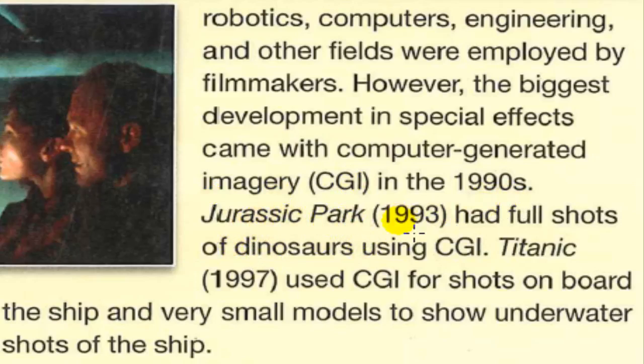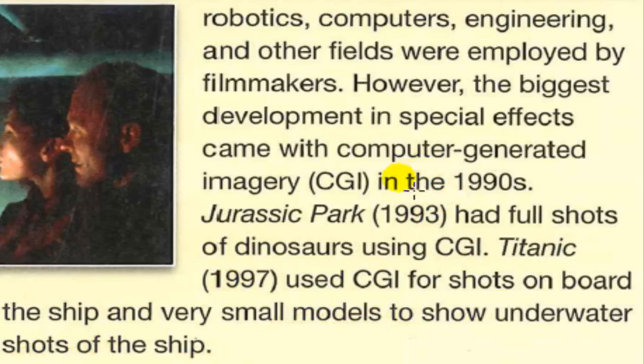Jurassic Park 1993 had full shots of dinosaurs using CGI, computer-generated imagery. Titanic 1997 used CGI for shots on board the ship and very small models to show underwater shots of the ship.